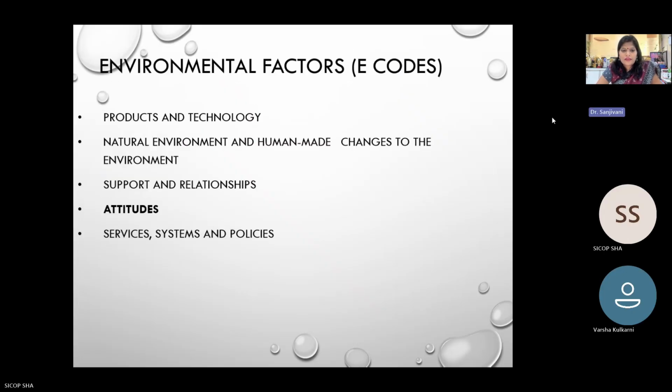Next are the environmental factors. So these are the environmental codes or chapters. From that we have to code the environmental factors, mainly which we see are support and relationships and attitudes, which we mostly assess. Okay, next.